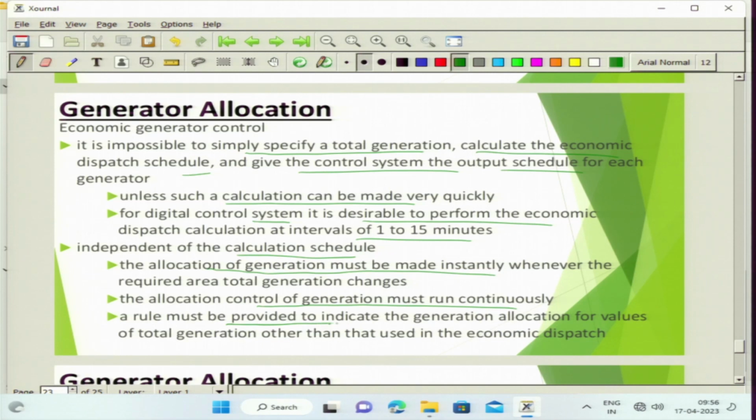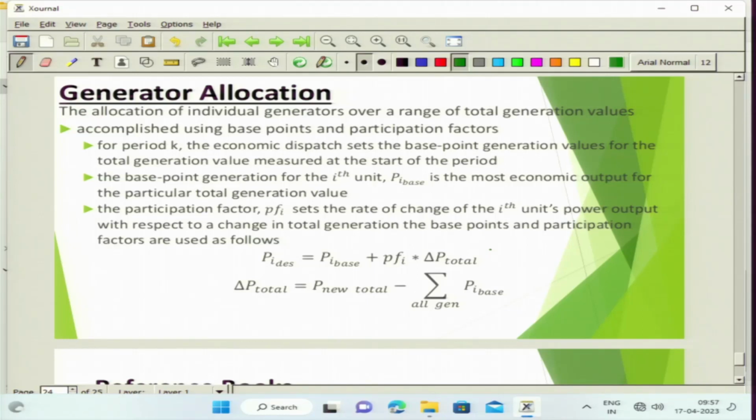So a rule must be provided to indicate the generation allocation for values of total generation other than that used in economic dispatch. That means there is a base generation which is coming from economic dispatch. Apart from that, you should have the flexibility with each generator to suddenly adjust its power output so that you meet the perturbation in the system. The allocation of individual generators over a range of total generation values is accomplished using base points and participation factors. If you remember, we discussed participation factors in the beginning classes: for a change in load, how much is the participation from each individual generator.